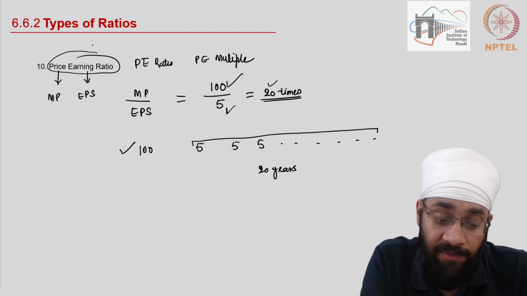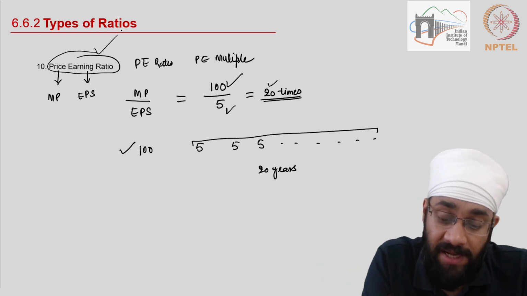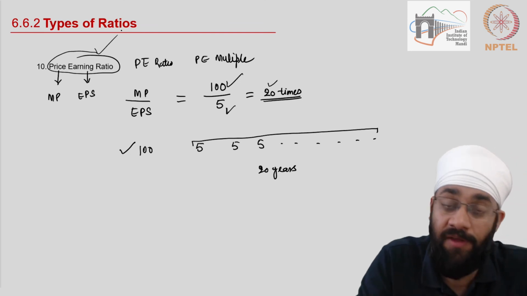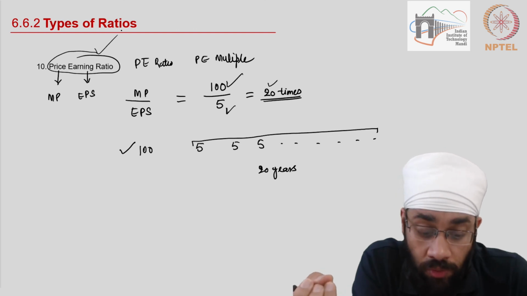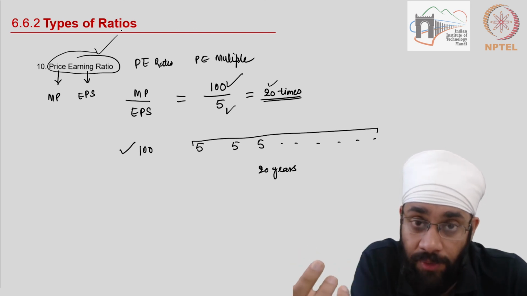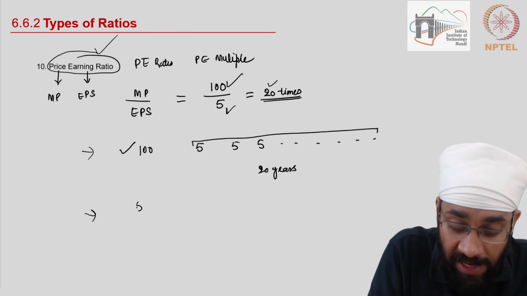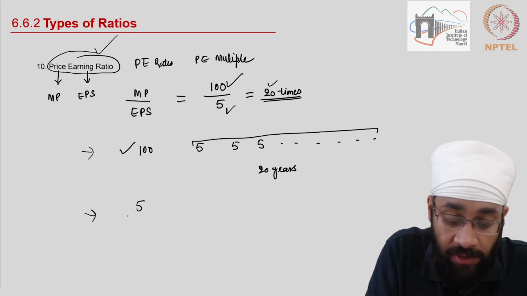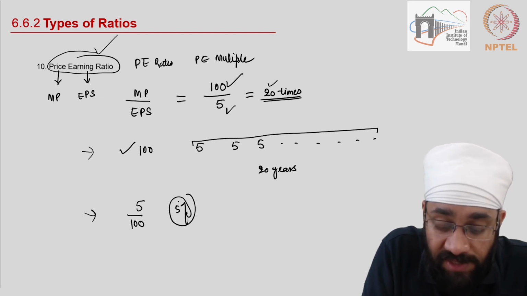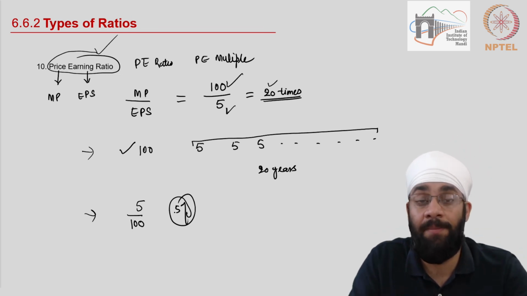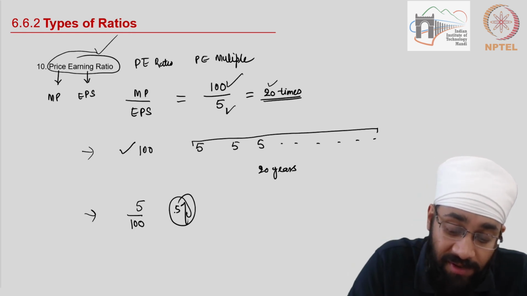However, understand that whenever you see the PE ratio, it indicates the faith that the investors have in the company, how long this company is going to exist. The other interpretation of this can be that people are happy getting 5 rupees in return for an investment of 100. So a 5% return. People are happy to invest their money in this company at as low a return as 5%.